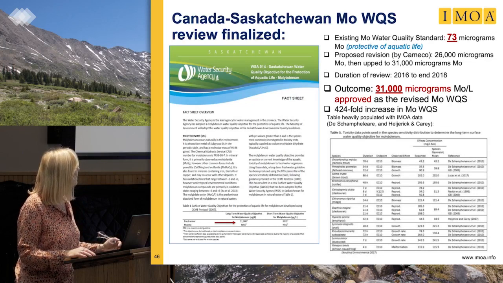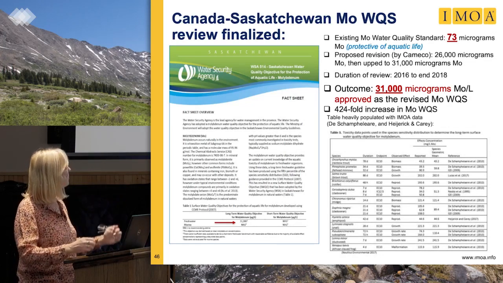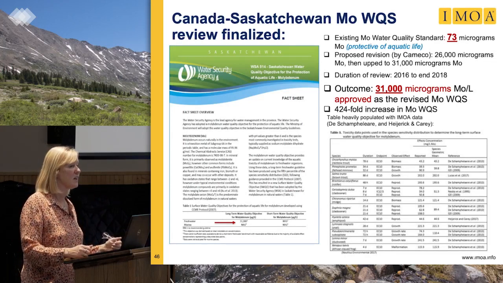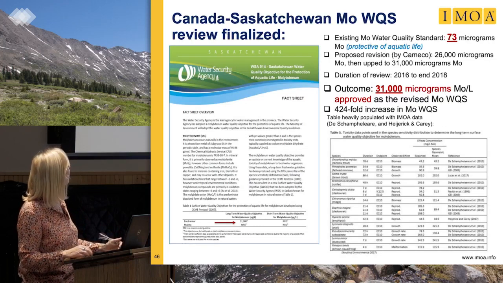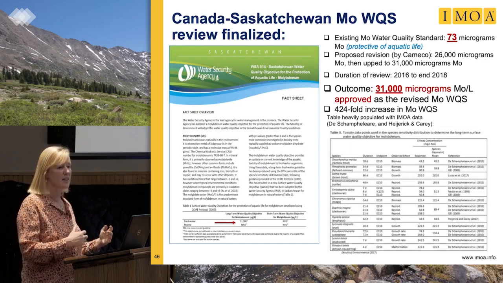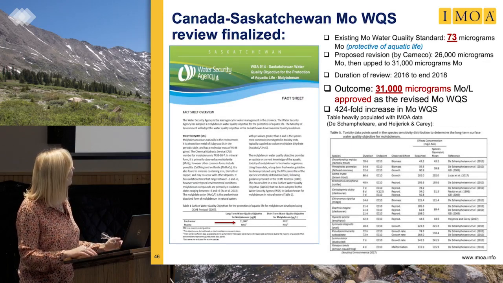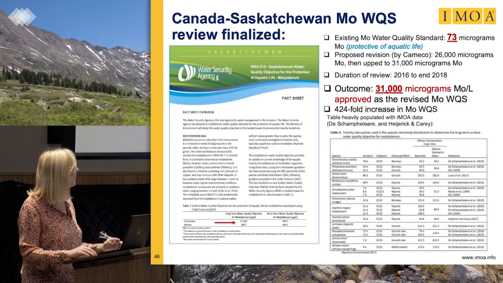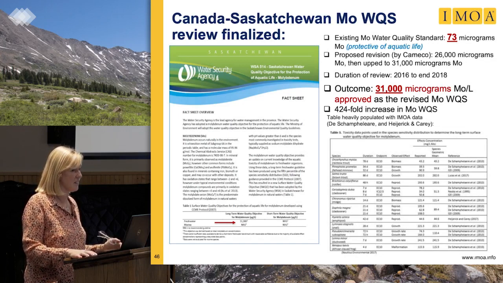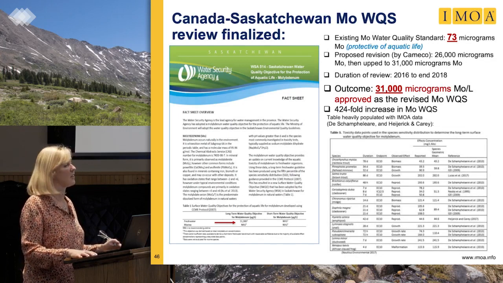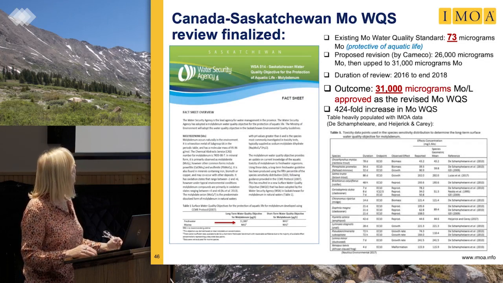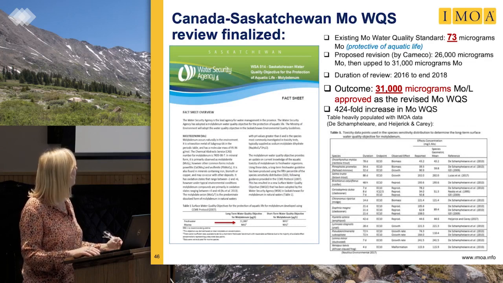And then there was a third party, it wasn't ourselves that went to Saskatchewan, but a company that works in Saskatchewan that said, could we share our data set with your regulatory authorities? And they did that, and they did a 2-year review, and they did a public consultation and everything. And at the end of it, the authorities increased their Moly water quality standard from 73 micrograms to 31,000 micrograms. So that was a huge increase. In fact, over a 420-fold increase, given their confidence in the reliability of the data.